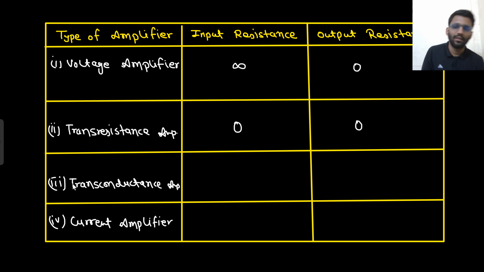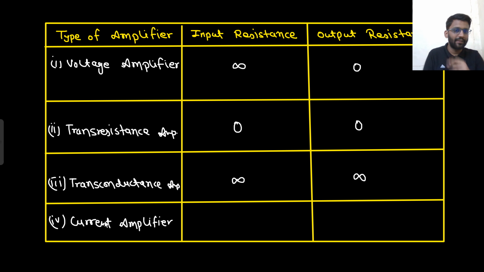Transconductance, output will be current, input will be voltage. Input is voltage. So you want maximum voltage across your input. If you want maximum voltage across your input, that means Rin should be as high as possible. So Rin should be infinity, because you want maximum portion of voltage across your input. What about output resistance? What is your output? Output is the current. You want maximum current to go in the load. If you want maximum current to go in the load, you don't want R0 to eat up any current. If you don't want R0 to eat up any current, that means R0 should be infinity.